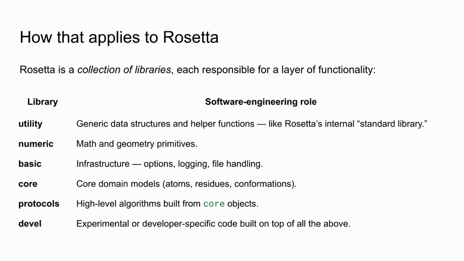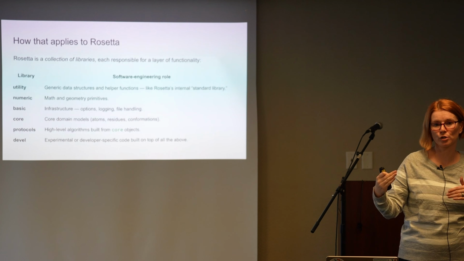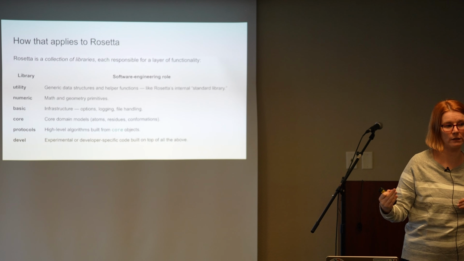And when I say on top of each other, this is actually like the other way around. You start with utility, and then you compile the utility library, which is basically generic data structures and helper functions. We will go into this in a little bit. So you compile the first layer, and then once that's compiled, the next library, the numeric layer, depends on it. So it can use those functions, but it's compiled after that.